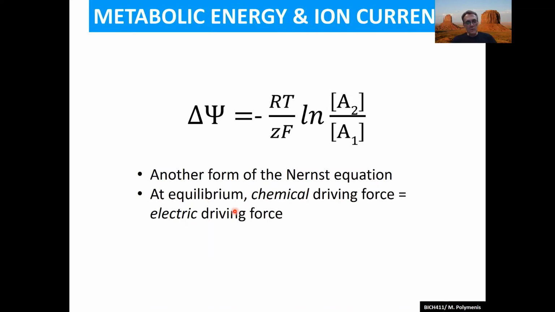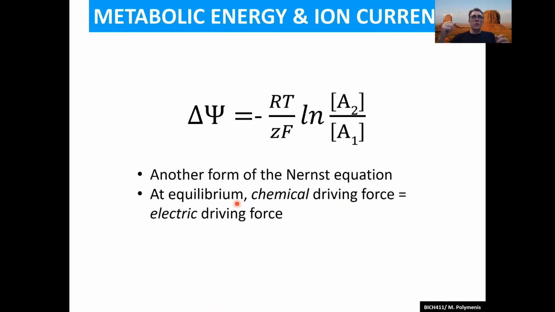And this is the key point. At equilibrium, the chemical driving force will be equal to the electric driving force. Remember, you may have more numbers of one thing on one side of a membrane versus the other. If that thing you want to move in is also charged, you have to take into account how many other charged things of the same sign are where you want to move it in, right?